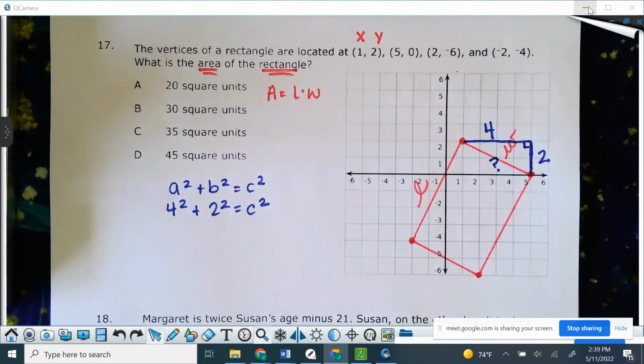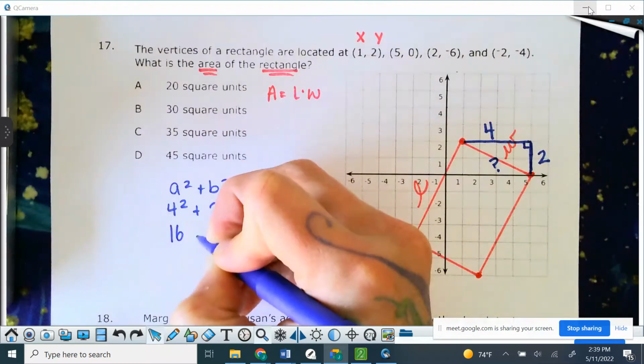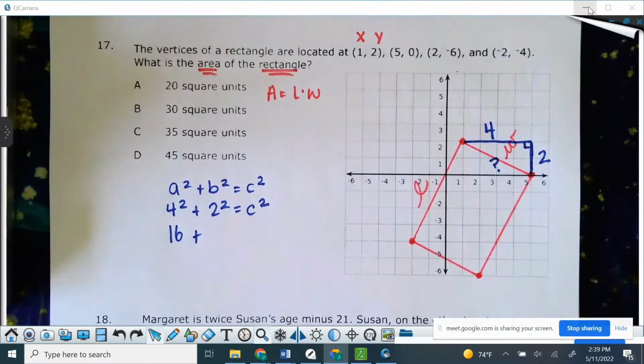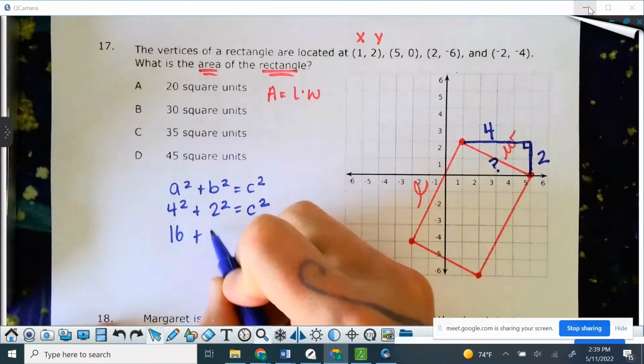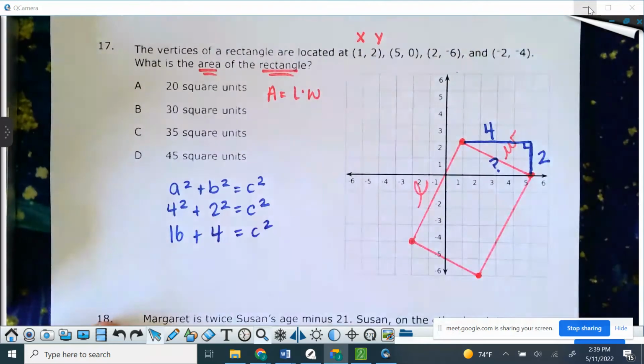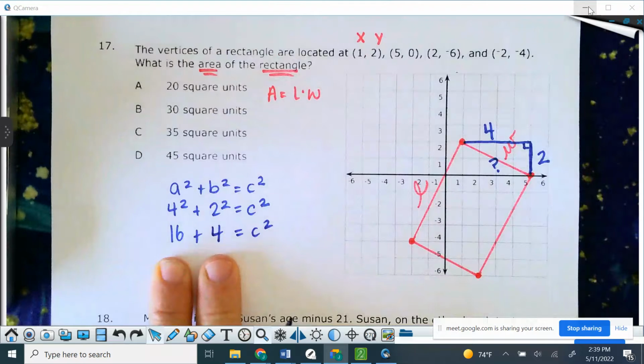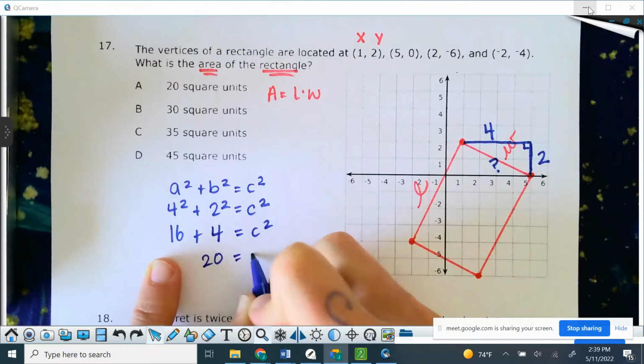So what is 4 squared? Hayden, what's 4 squared? Yes, sir. Thank you. Or ma'am, I'm sorry. Either way. Courtney, what's 2 squared? Timmy, what's 2 squared? Thank you, Courtney. 4, excellent. So from that point, 16 plus 4 is going to be 20 equals C squared.